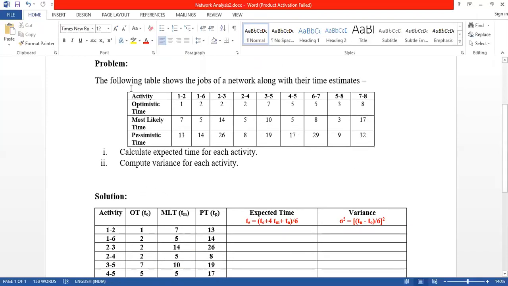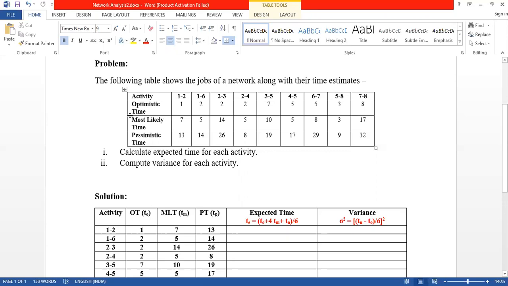The problem says the following table shows the jobs of a network along with their time estimates. Now see, we know about this activity, right? And we also know that in a project, it is the collection of events and activities are those which connect to events, correct? So here event 1 and event 2 is being connected by an activity. Similarly, 1 and 6 are connected, 2 and 3, 2 and 4, 3 and 5, 4 and 5, 6 and 7, 5 and 8, 7 and 8, right?